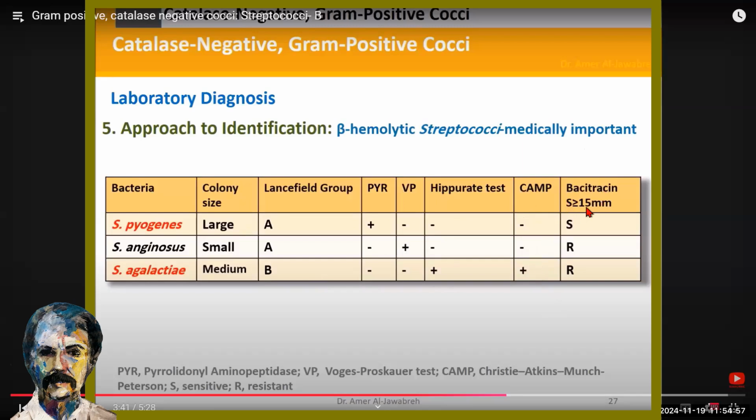Bacitracin, more than 15 or 16 millimeters. It's very diagnostic for S. pyogenes. So in the lab, we are going to talk about also Pyr. In the lab, we have a lab on this. This one, no. This one, we have a lab on it, but not for the Enterobacteriaceae or Enterobacterians, the new name. It's rather for the Enterobacterales.